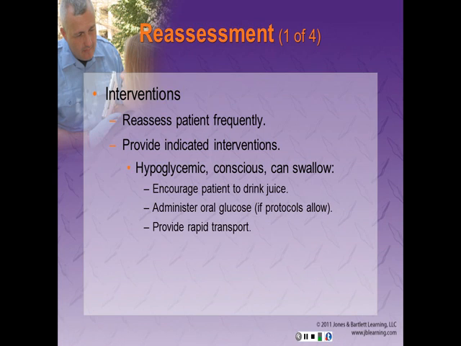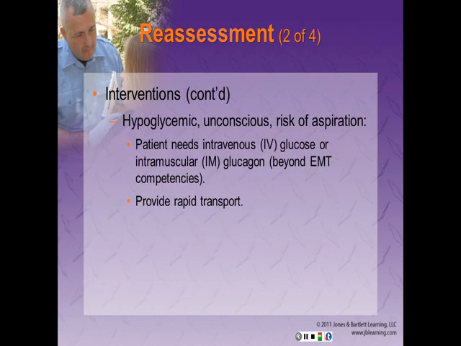Provide the indicated interventions. If your patient is hypoglycemic and conscious and they can swallow without the risk of aspiration or inhalation of a substance, then you should encourage the patient to drink juice containing sugar. You can also administer high concentrated sugar gel called oral glucose if local protocol permits. You may also be, under protocol, able to administer IM injections of glucagon. Provide rapid transport to the hospital.